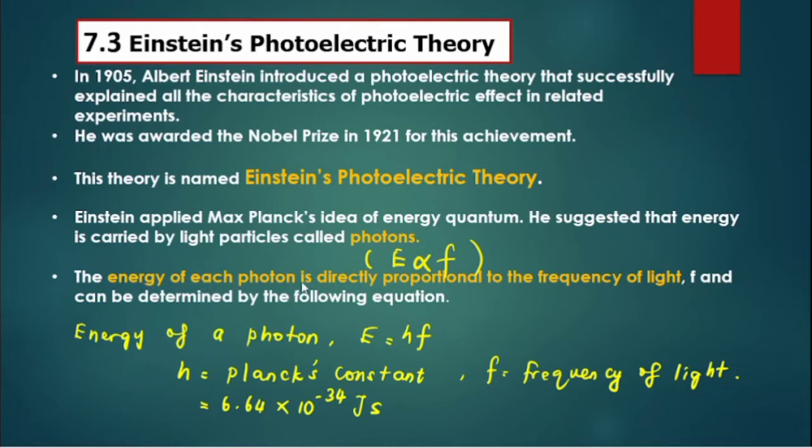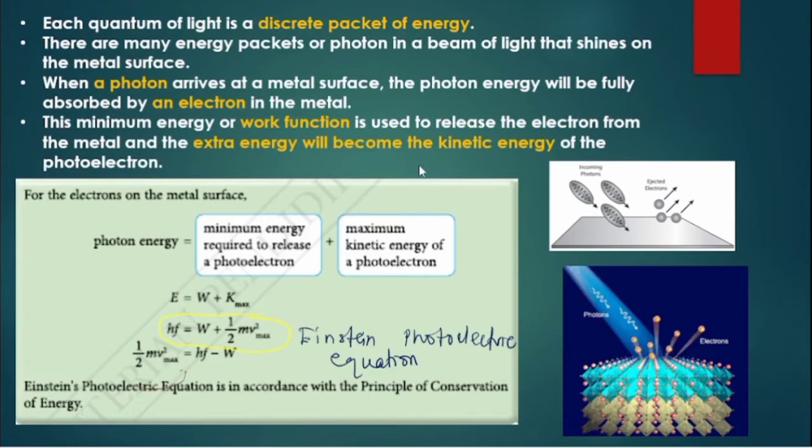The energy of each photon is directly proportional to frequency of light f and can be determined by the following equation. Energy of a photon, we have discussed earlier, E equals to hf, where h is Planck constant. The value is 6.64 times 10 to the power of negative 34 joule second, and f is frequency of light. Each quantum of light is a discrete packet of energy, known as photon.